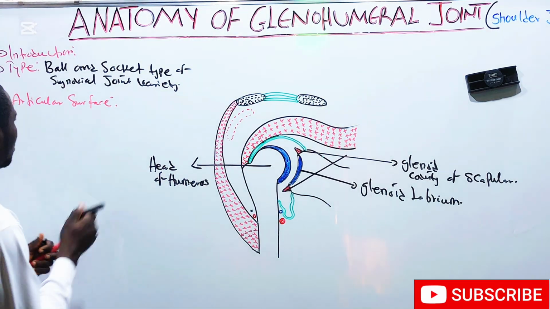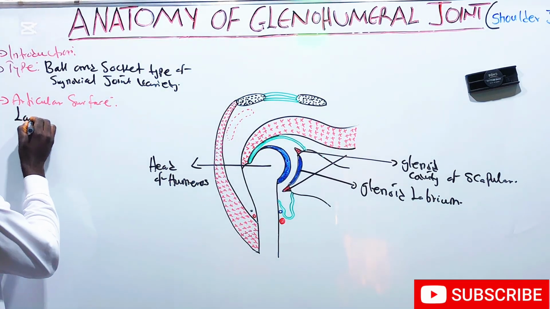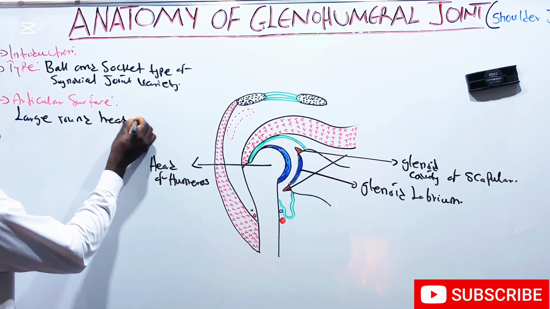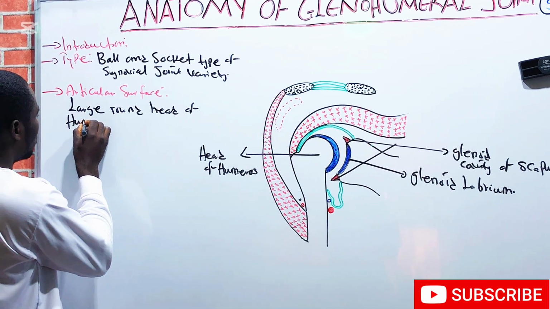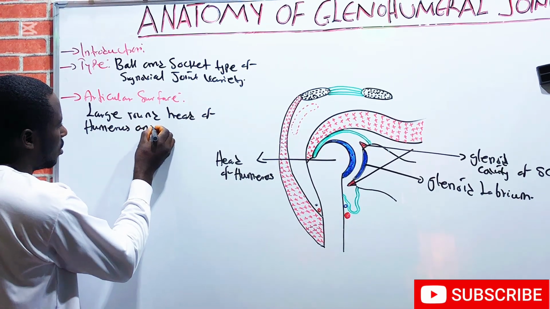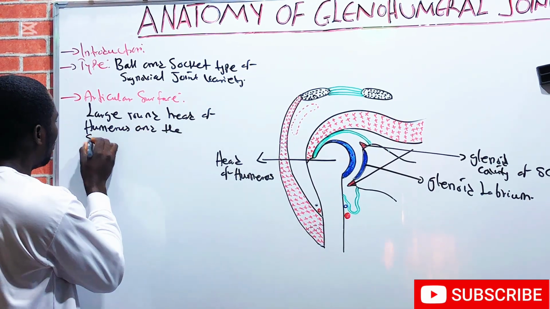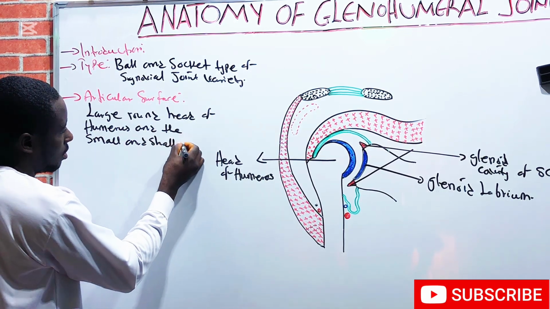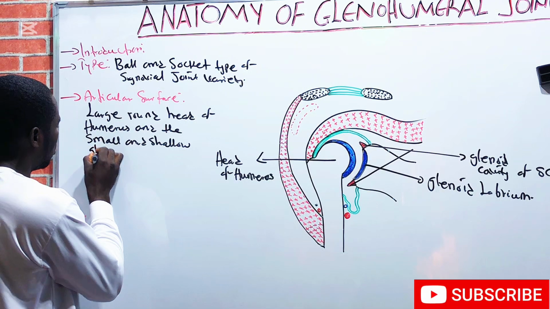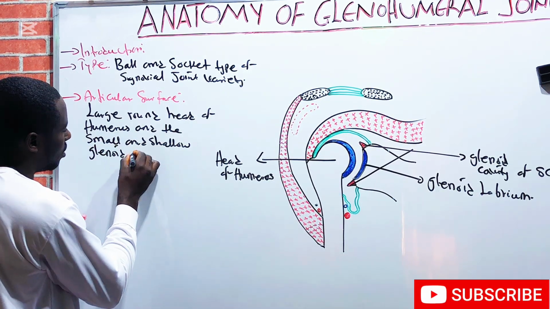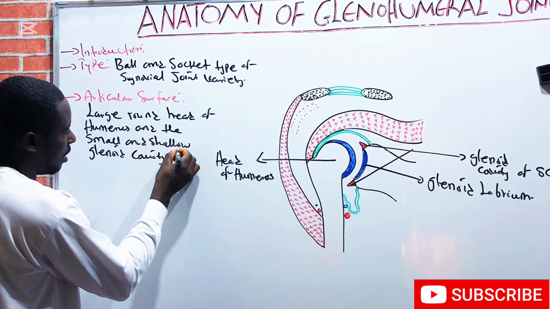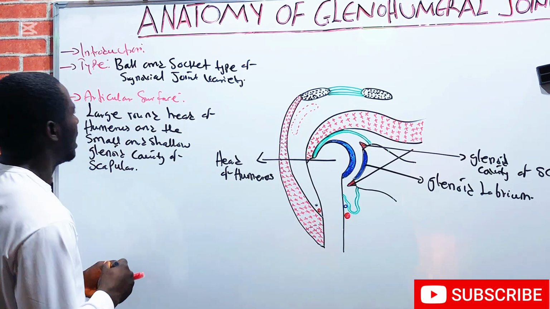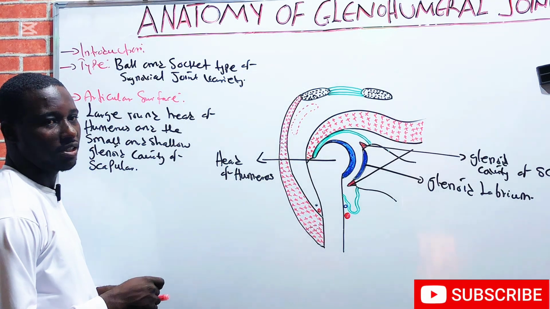So it is between the large round head of the humerus and the small and shallow glenoid cavity of the scapula. So those are the things that form its articular surface.